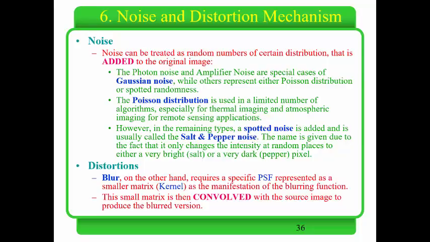Okay. So here in this slide, we are just summarizing the different types of noise and different types of distortion. So here we say that the noise can be treated as random numbers of a certain distribution, either Gaussian or Poisson, okay, or salt and pepper, which is called the spotted noise. And in most of the times, the noise is added to the image. For the distortion, if I want to implement it, the distortion is the result of convolving the original image with the point spread function. Okay? So one of them can be implemented by addition, and the other one can be implemented by convolution.